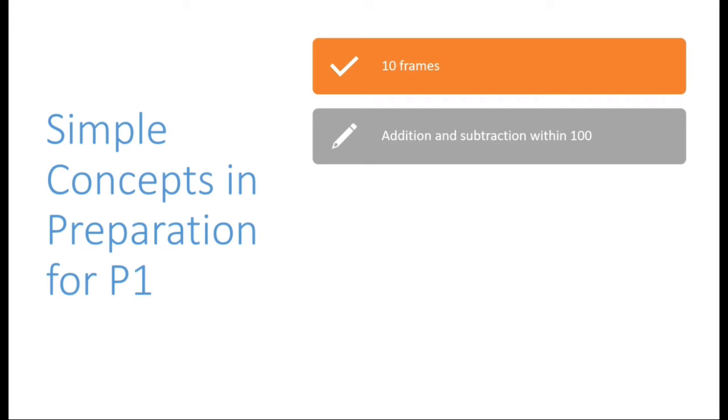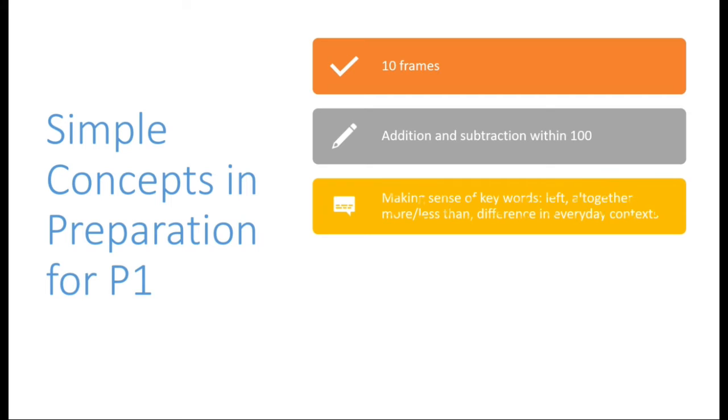It's a very simple concept to understand. So it will be good if your child is equipped with this skill before entering primary 1.